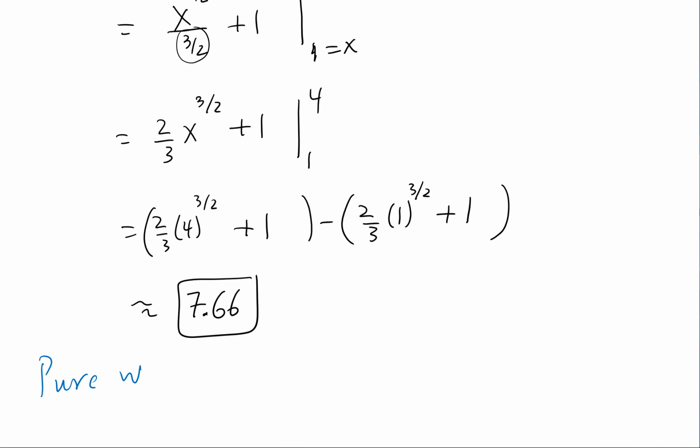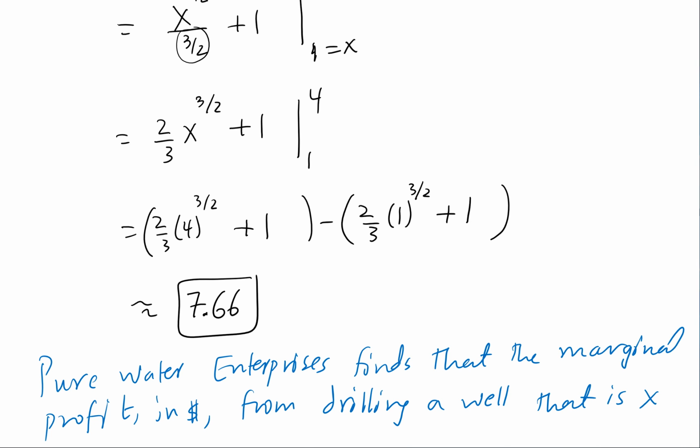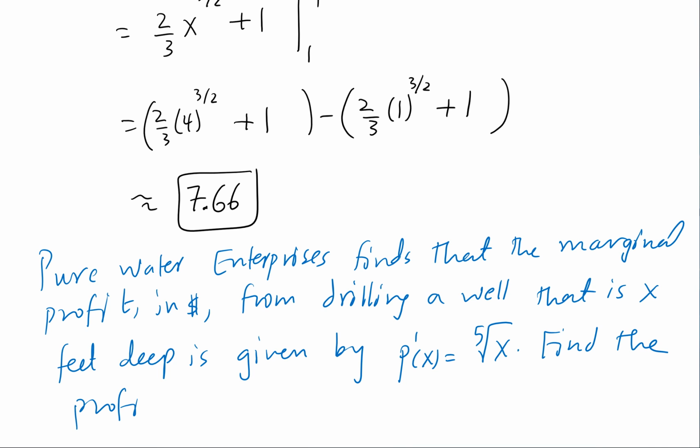Now, as an application, this pure water company finds out that the marginal profit in dollars from drilling a well that is x feet deep is given by p prime of x equals the 5th root of x. Find the profit when a well 250 feet deep is drilled.